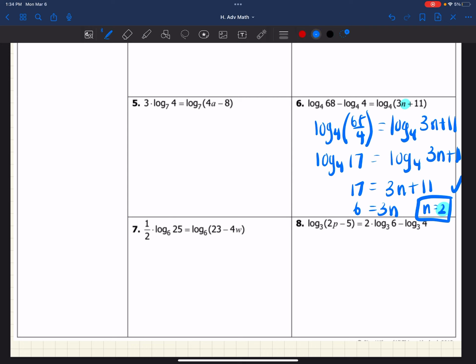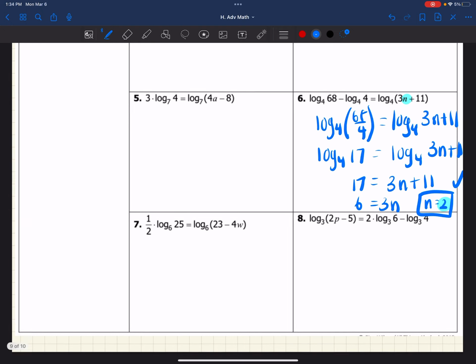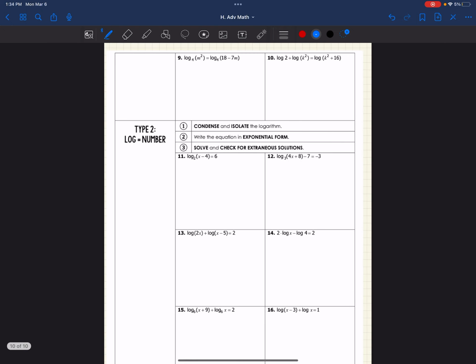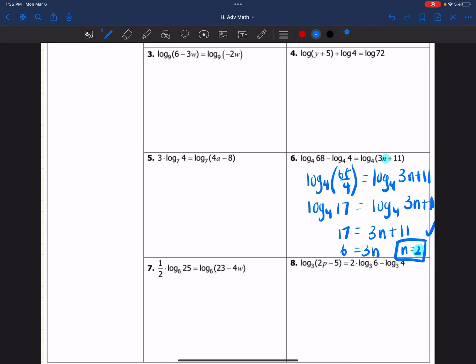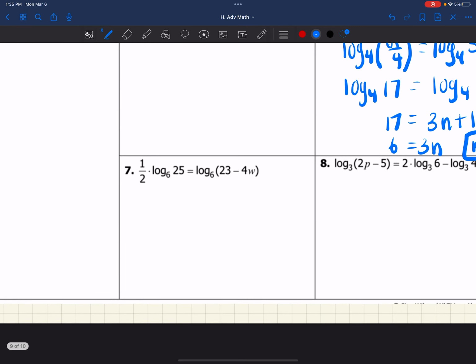Okay, I'm trying to think here which one will also probably be difficult for you guys. Probably number 5, maybe, because you see a fraction. Let me go ahead and work that one out for you. Number 5. Sorry, number 7.